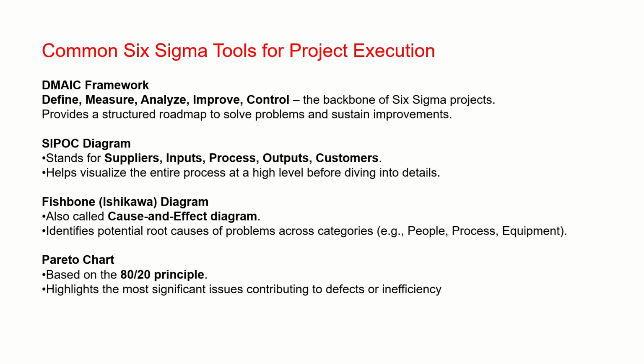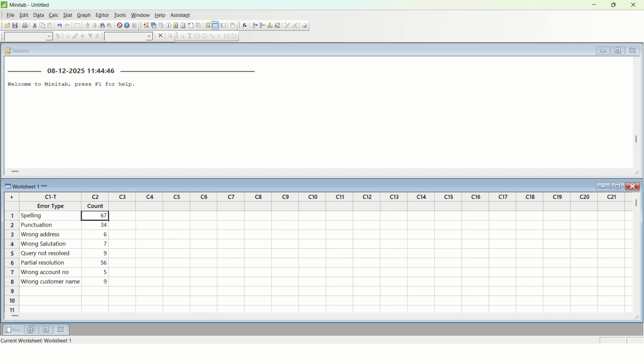The next tool is called the Pareto chart. So Pareto chart is basically the 80-20 principle in which 80% of the problems are driven by 20% of the causes. It highlights the most significant causes contributing to the defects or inefficiencies. So let me take you to Minitab and show you how a Pareto chart works. So in Minitab, I have some data in which I am representing the error types and the count. So I want to find out which are the 20% causes which are contributing to 80% of the problem.